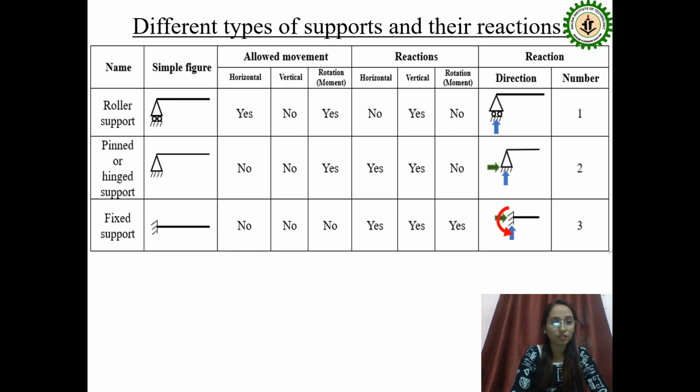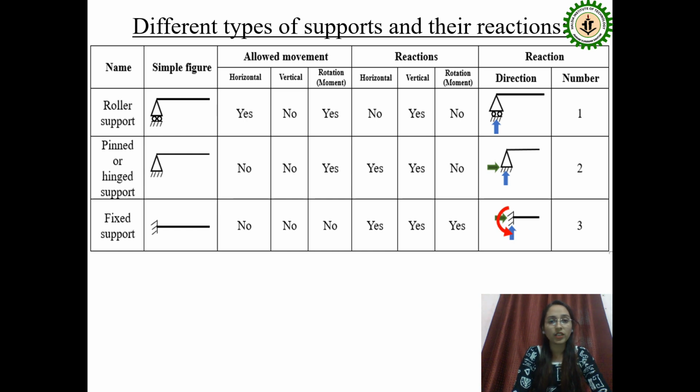That is, in the vertical, there is no movement, so the reaction is in the vertical. Like seen in the reaction, it may be upward, it may be downward, but the direction will be in the vertical. So the number of reactions will be 1. Now for pinned or hinged support, we can see horizontal movement no, vertical movement no, only rotation is allowed.